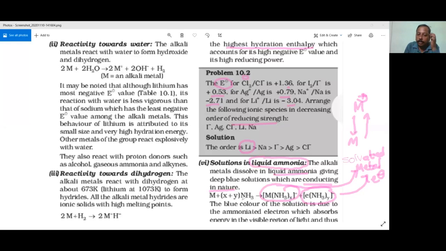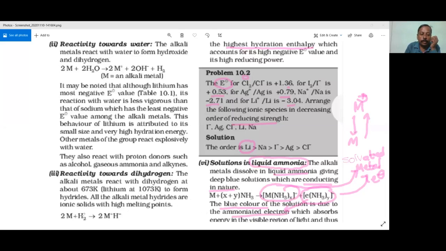Now the next question will be, why does the blue color appear? Due to ammoniated electron. What will be the answer? Due to ammoniated electron, this is the only option. Color is due to ammoniated electron. Conductivity is due to what? Very good, due to both positive and negative ions, solvated metal ion and solvated electron.